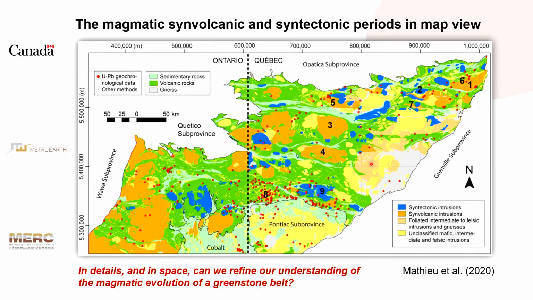And if we look at the syntectonic intrusions, again, it's very uneven. You've got a lot in the south, in the northeast, a little bit in the northwest, not that many in the center. So there are all of these spatial variations that we are going to use now to reconstruct the tectonomagmatic evolution of the Abitibi.